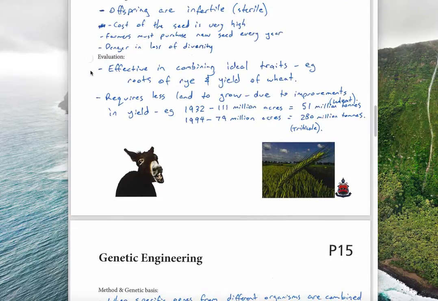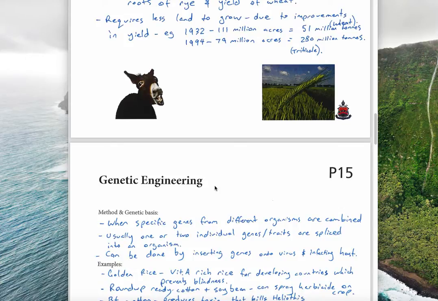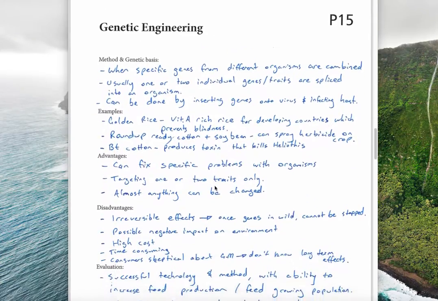So evaluation is it's effective in combining ideal traits, example roots of rye and yield of wheat in triticale, and requires less land to grow due to improvement in yield. Example: 1932, 111 million acres given over to wheat gives 51 million tons, while with triticale in 1994, 79 million acres gives 280 million tons. So that is what plant breeding has led to, and hybridization.